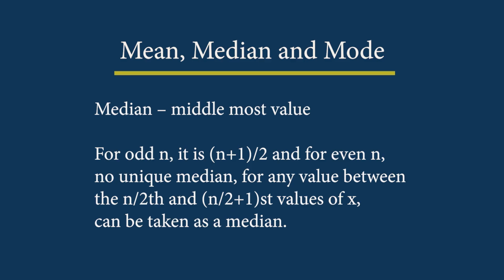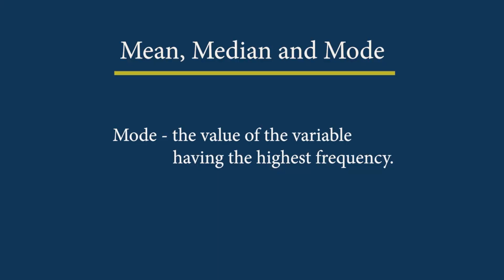There, what we can do is take any value in between the n by 2th observation and the n by 2 plus 1th observation. So, that is how we can obtain the median value. Now, what is mode? Mode is the value of the variable having the highest frequency. That is mode.